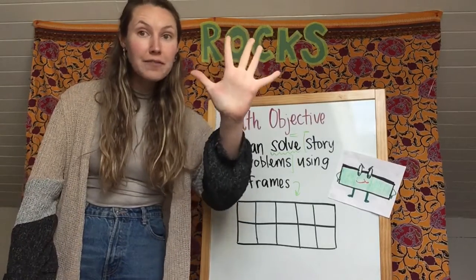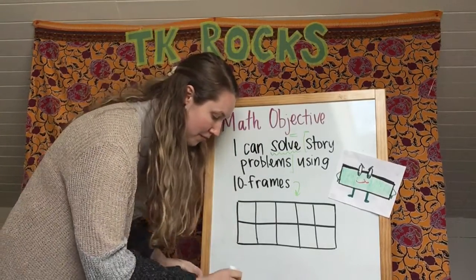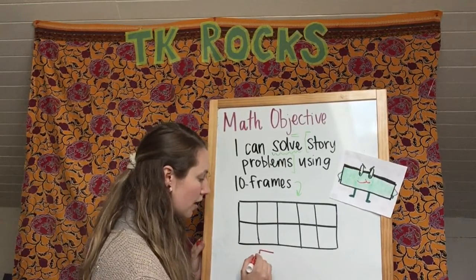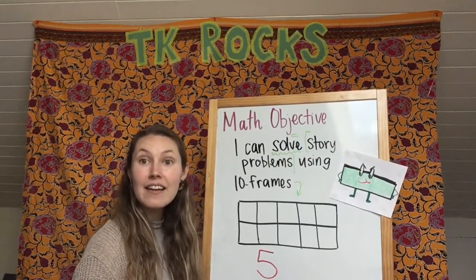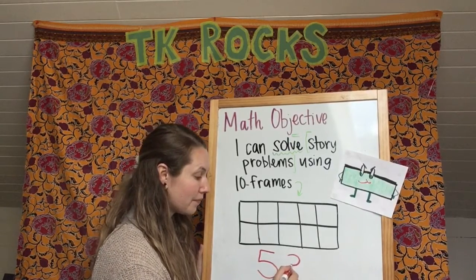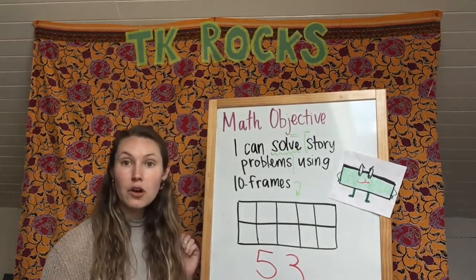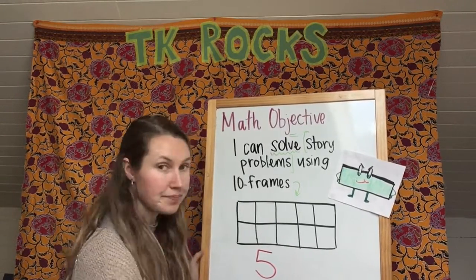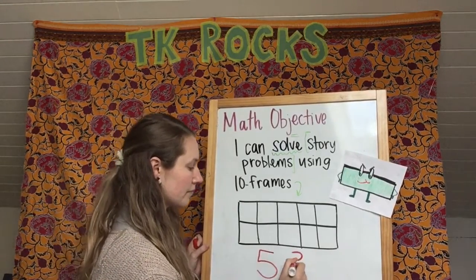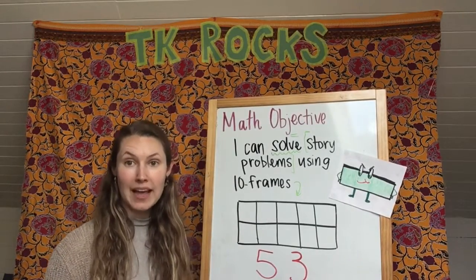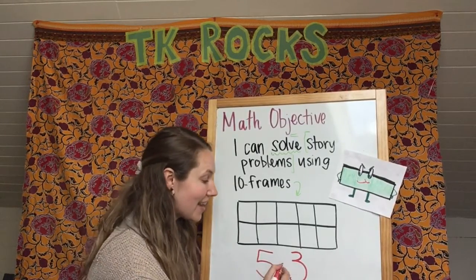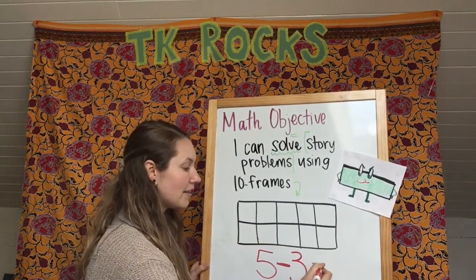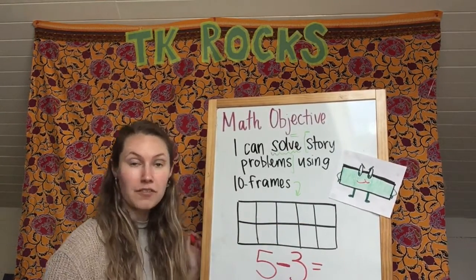So I saw 5 frogs first, so I'm going to write my 5 down. Let's use red. So I saw 5 frogs and then 3 hopped away. So, it's kind of tilted here. Let me go up a little bit higher. So 3 hopped away. And when they hopped away, that's kind of like when Linus takes things away. They're gone now. So I need to figure out how many are left. I need to solve it.